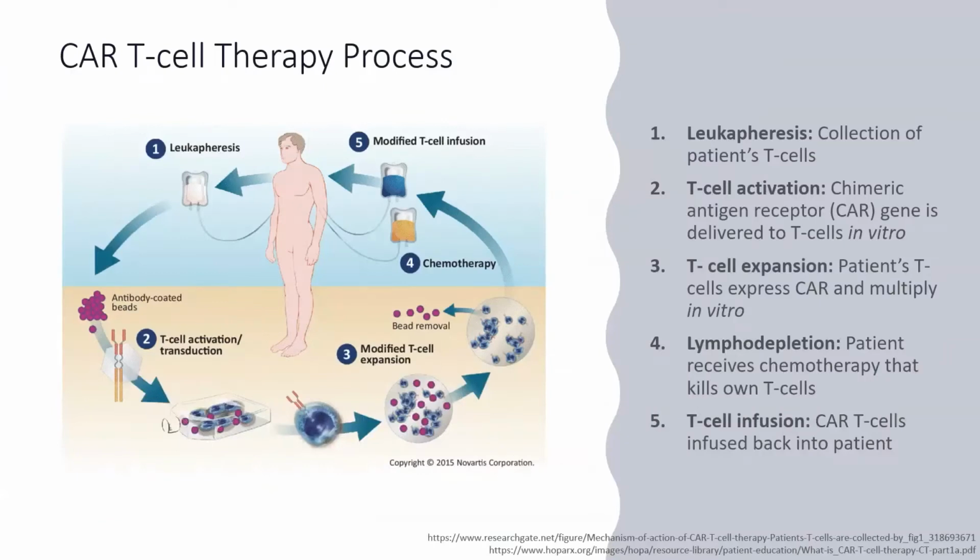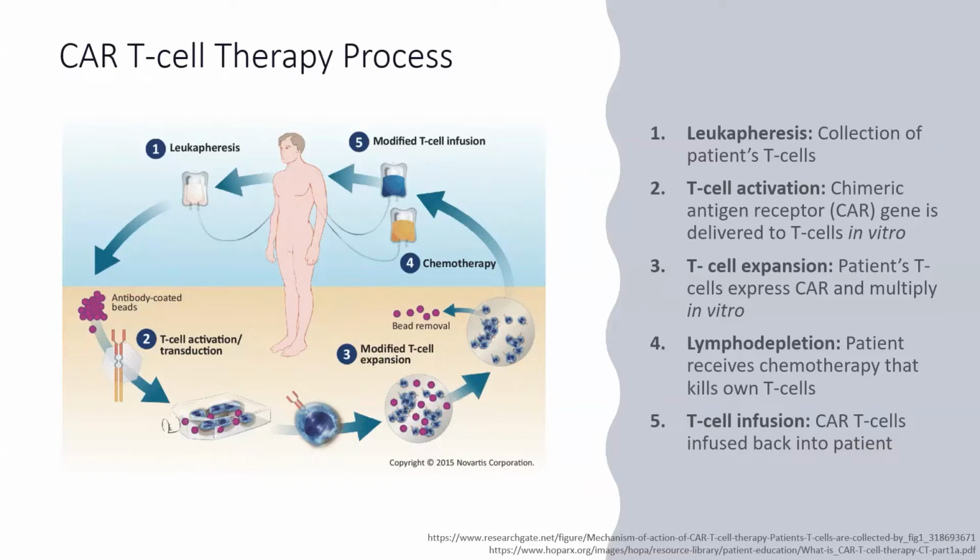We'll also briefly review the CAR T cell therapy process at a very high level. The first step in this process is to collect the patient's own T cells through a process called leukapheresis, where an apheresis machine removes the patient's blood, separates the white blood cells, and then returns the remaining blood back to the patient. The T cells are then shipped to the manufacturer for the chimeric antigen receptor, or CAR, gene to be delivered into the T cells in vitro. The CAR T cells are then multiplied in vitro and shipped back to us.